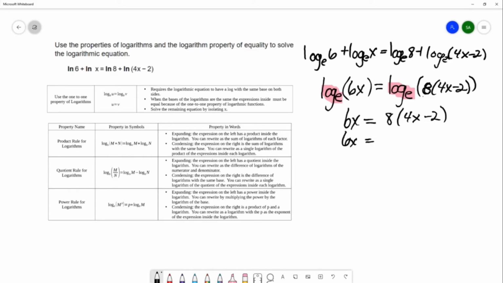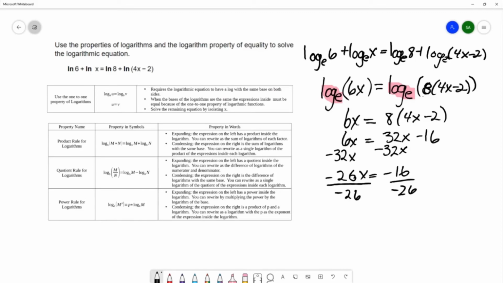I'll use the distributive property on the right to get 32x minus 16. I want to get the x's onto the same side, so I'll subtract 32x on both sides. That leaves a negative 16 on the right, and on the left I have negative 26x. And I'll get x by itself by dividing by negative 26 on both sides. And that leaves me with x equals, and I can reduce this fraction. They're both even. 2 goes into 16 8 times. 2 goes into 26 13 times. So we have x equals 8 over 13.